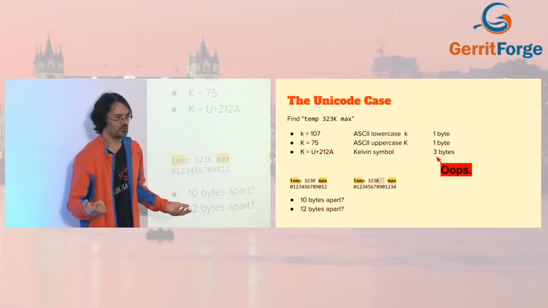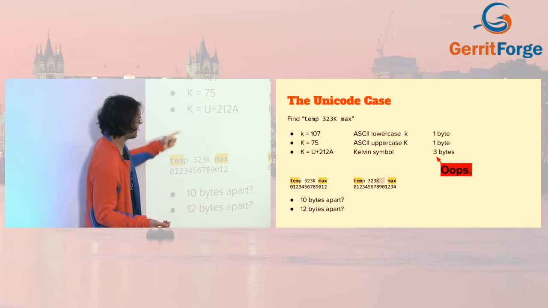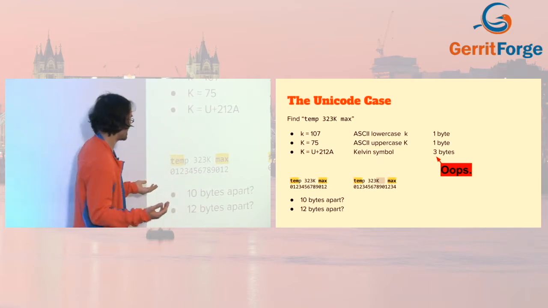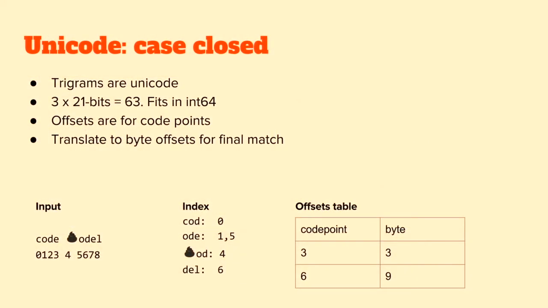But what distance do I pick? Because if someone is using Kelvin in Unicode, then it's distance 12. But if they're using the uppercase K, it's distance 10. And so basically, this scheme doesn't work anymore. So I had to change the search engine to use Unicode for trigrams.